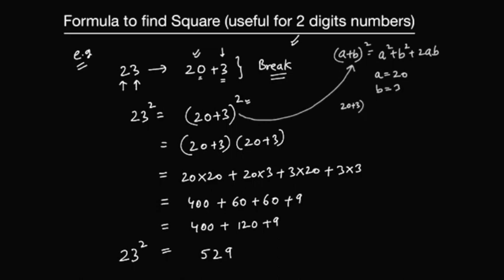So applying this formula, (20 plus 3) whole square will give you, first of all, A square, it means 20 square, plus B square, 3 square, plus 2AB, 2 times 20 into 3, right? 20 square: 2 times 2 is 4 and 2 zeros. 3 times 3 is 9, plus 2 times 20 is 40. 40 into 3 gives you 120. Now on adding we will get 529. Clear? So in this way you have learned 3 ways to find the square of a number by only splitting.